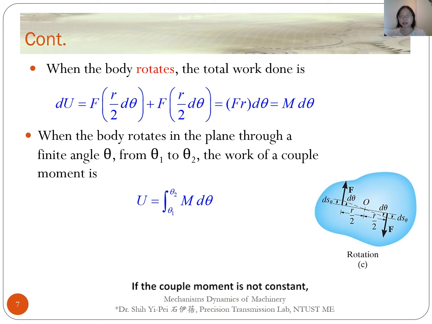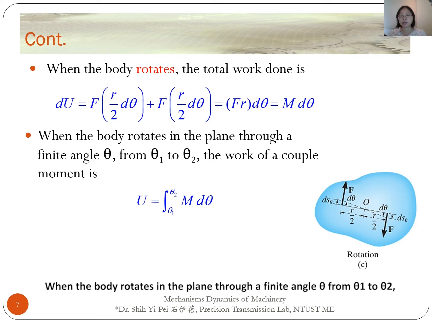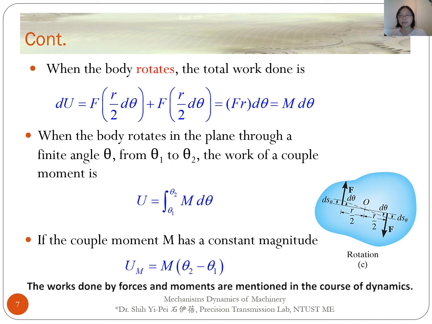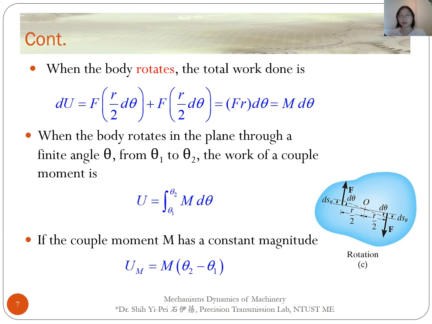If the couple moment is not constant, the work is determined by integration. When the body rotates in the plane through a finite angle theta from theta 1 to theta 2, total work is the integral of the moment M from theta 1 to theta 2. If the moment M is constant, the work will be proportional to the angular displacement. The work done by forces and moments is measured in the course of dynamics.